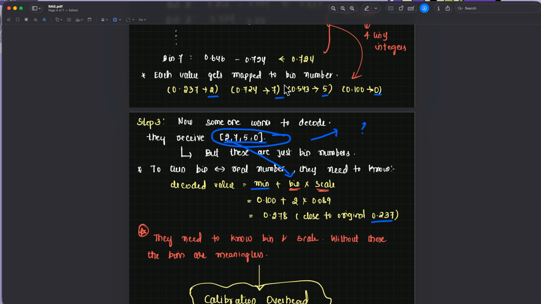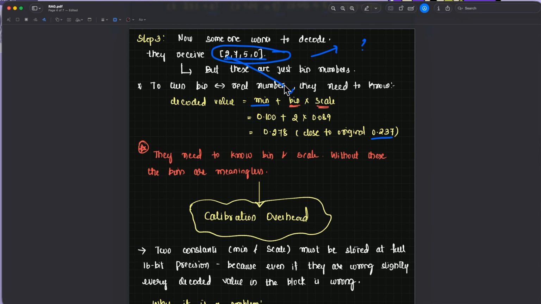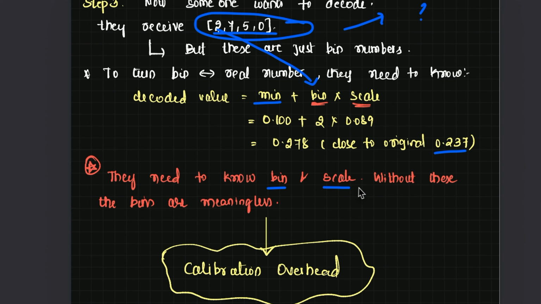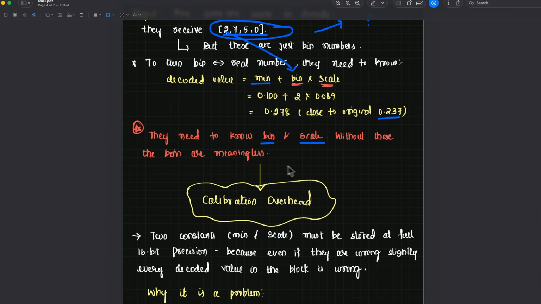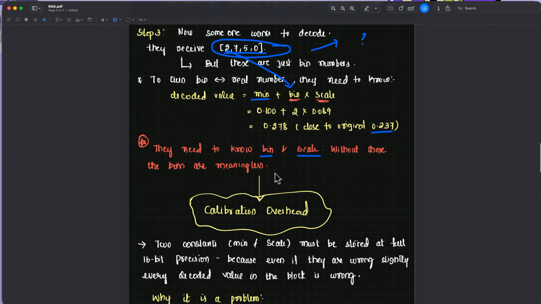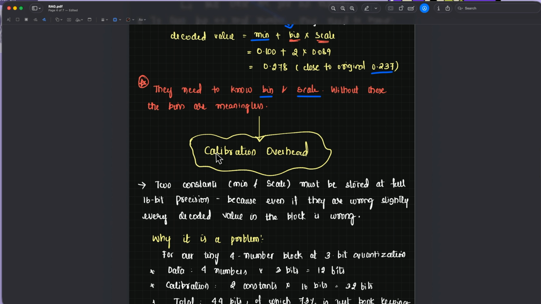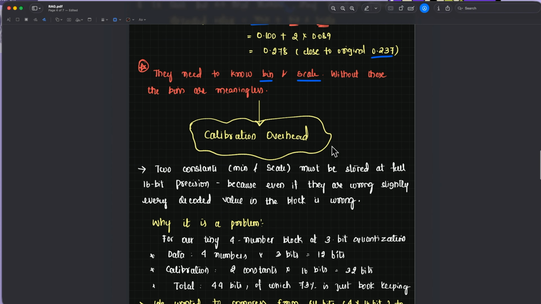Now two things to note here. Let's say when we take an input query and quantize it to 3-bit. Now again, in order to dequantize it, you need to know two things, right? You need to know the bin and you need to know the scale. Without this, the bins are meaningless. If you don't have this information and you just have 2750, you don't know how to go back to the original vector, right? You don't know how to dequantize it. Now this phenomenon is called calibration overhead.